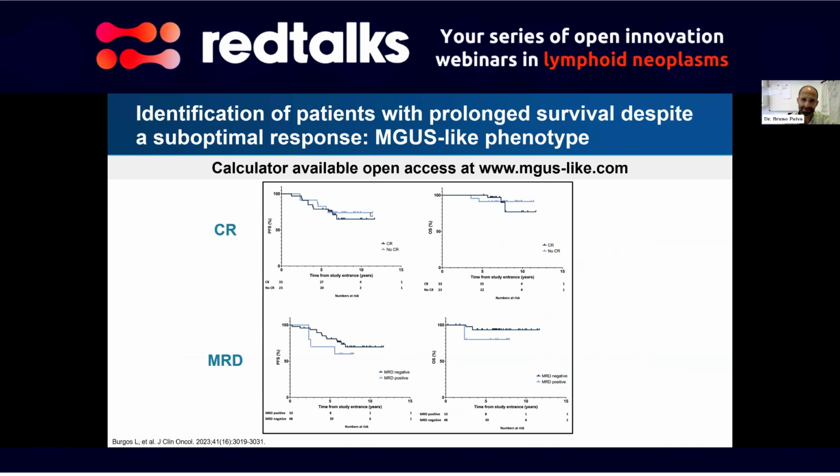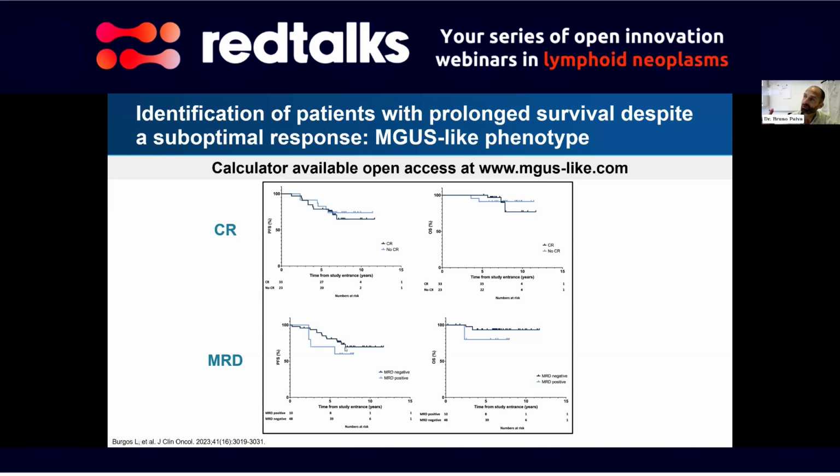Then in patients with active myeloma, obviously enrolled in the Spanish clinical trials and treated as active myeloma, you can see that patients with MGUS-like disease by flow cytometry had unprecedented outcomes. You can see that the PFS and the OS rates at 10 years are close to 80%. These are very promising outcomes. By the way, these were clinical trials of fixed duration therapy; none of the trials was treatment until disease progression. These outcomes are independent of the depth of response, CR or MRD.